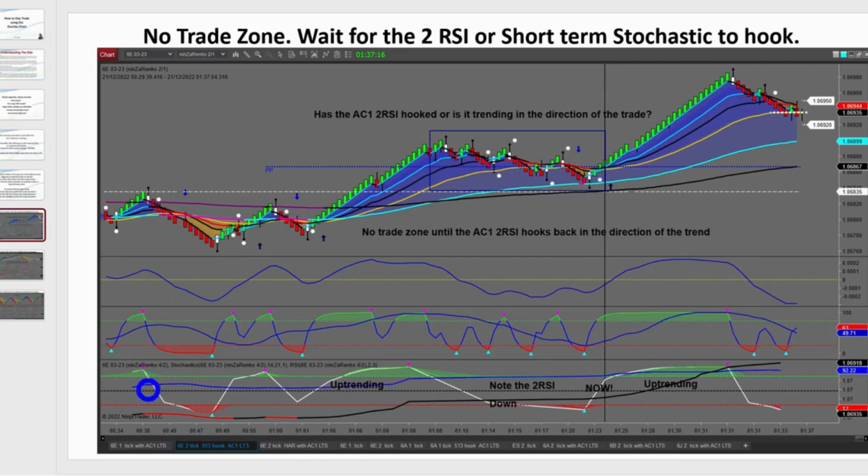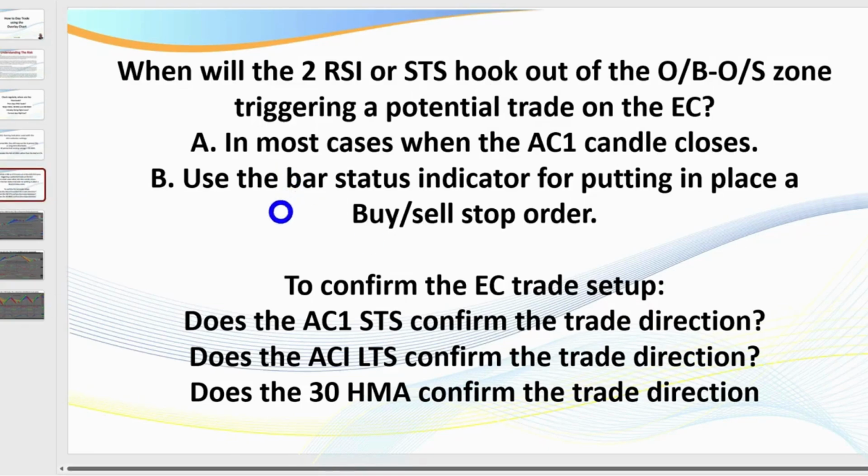So with these hooks that you have, they will vary depending on the time frame, but I'll show you in a moment how you know exactly when they're going to hook. Well, actually it's right here. In most cases, when the anchor chart 1 candle closes, you'll have the 2-period RSI or the short-term stochastic hook at that same time.